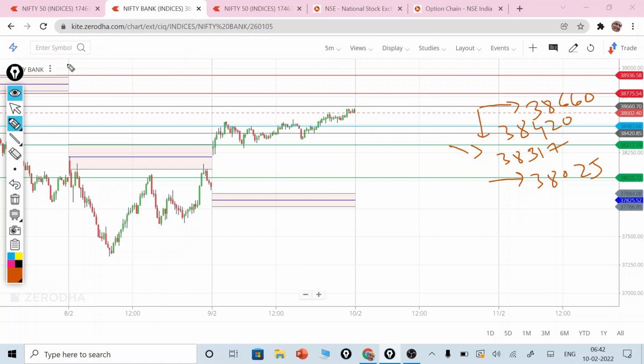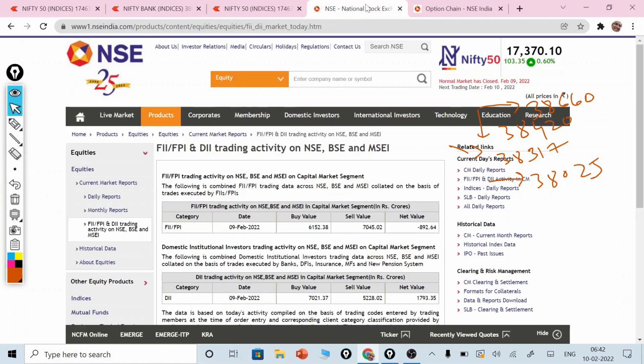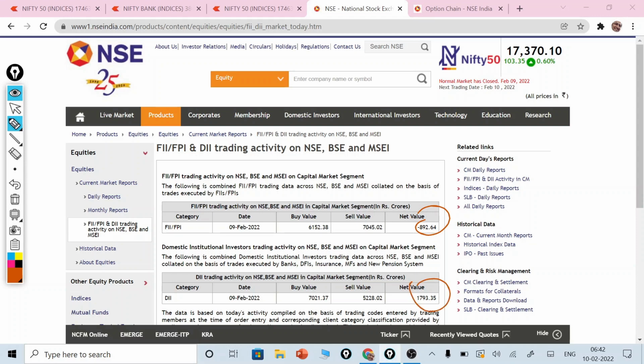Next let me come to the all important FII data. FIIs were net sellers yesterday. For the past few days they have been sellers. They have been buying options to hedge their positions, but they were sellers yesterday, and because of DII buying yesterday, the market rose upwards. DIIs were net buyers. Next, let me come to the option chain to find some interesting statistics.